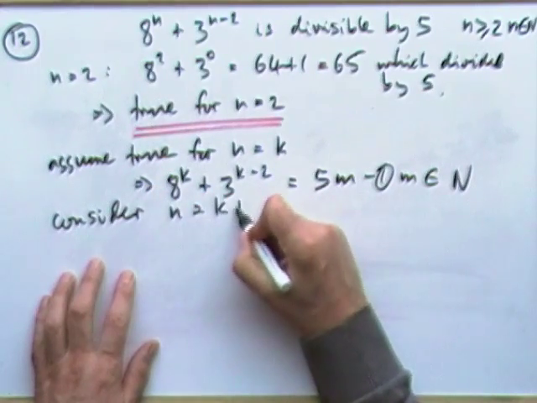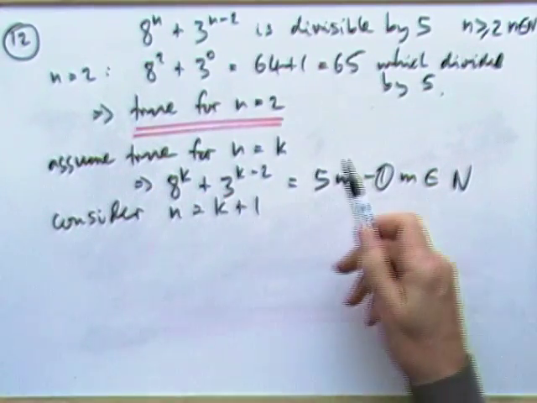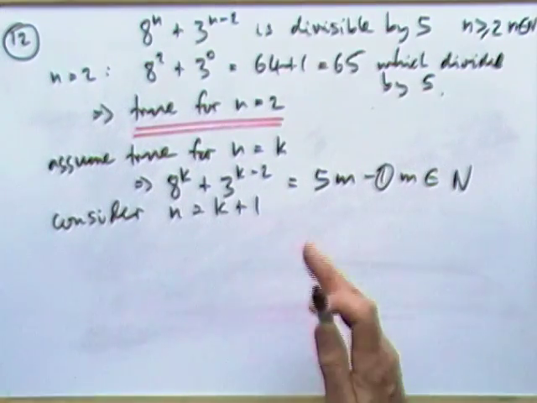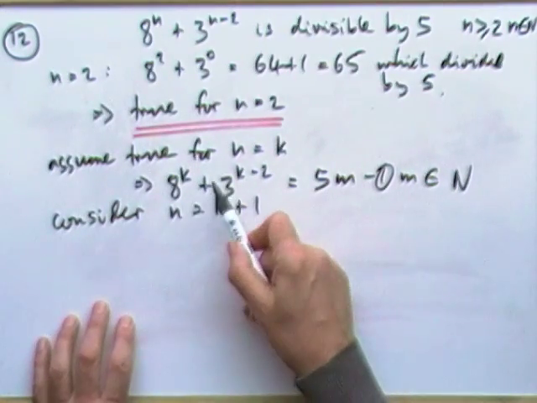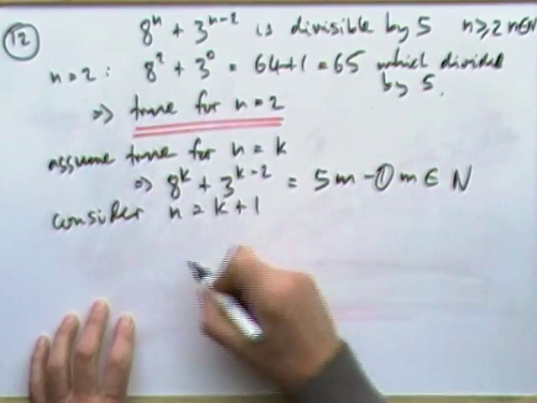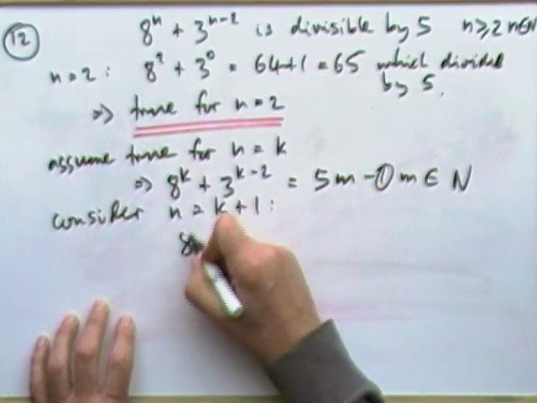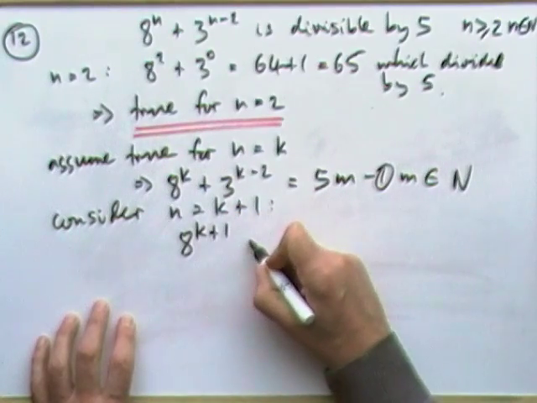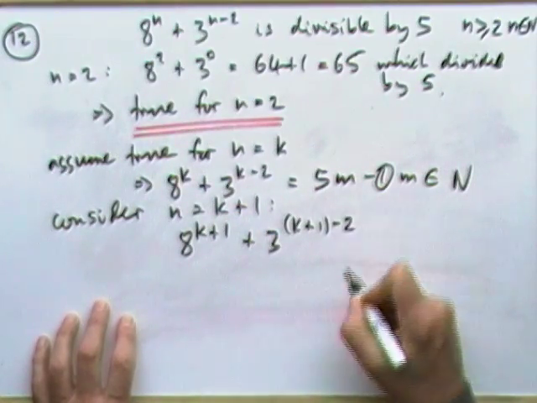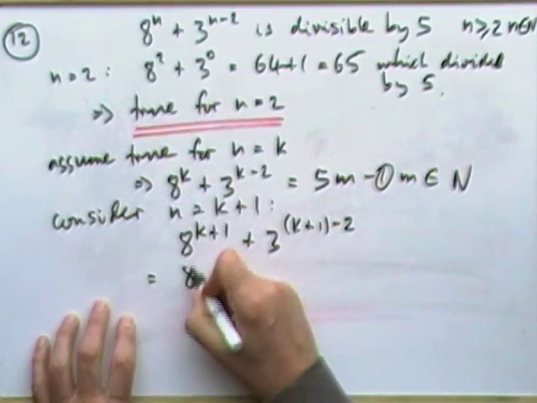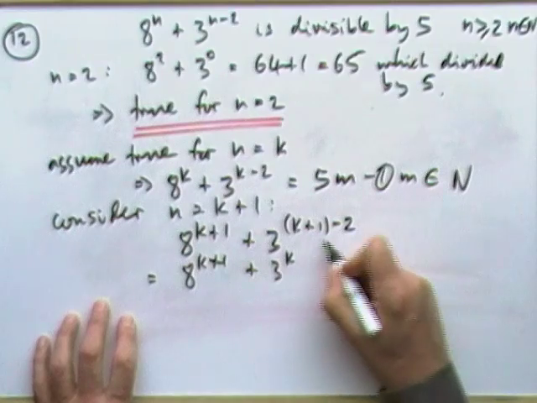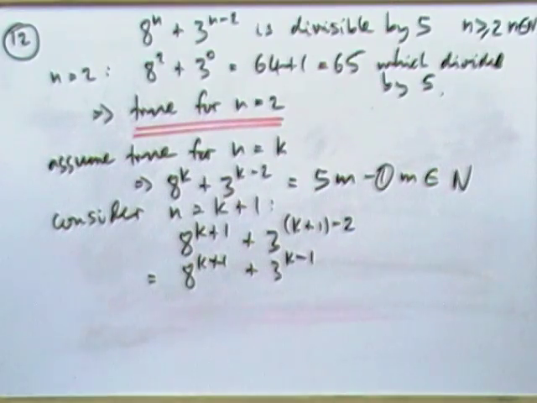Right, now consider n equals k plus 1. In other words, consider the number just after that. So we're saying it's true here. What about the one just after it? I want to establish that link. If it's true for this, is it true for the next one? Because that would be significant. Well, considering that means I'd have this expression: 8 to the k plus 1 plus 3 to the k plus 1 minus 2. I'll just write that again.